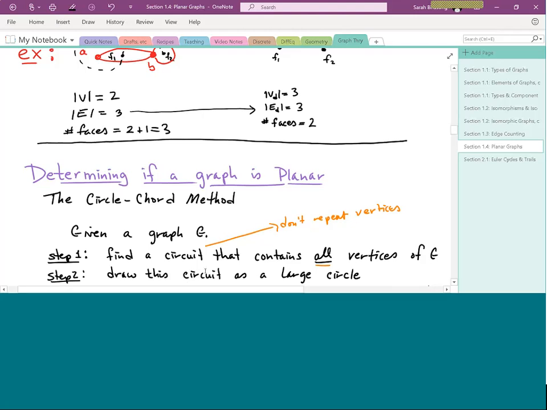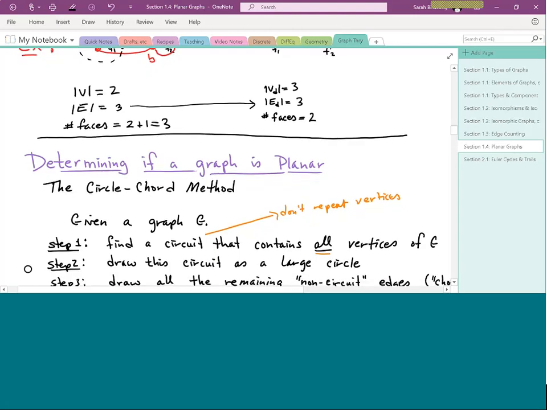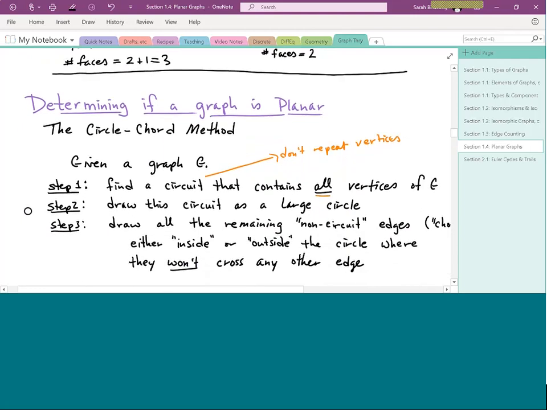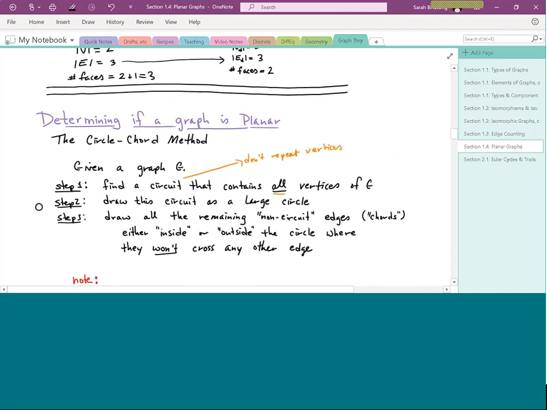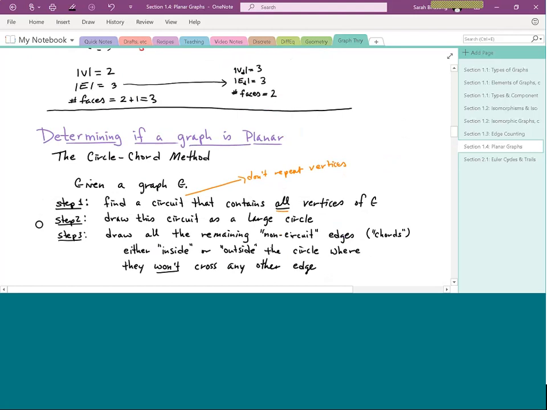Once you have all of the vertices from your graph on that big circle representing your circuit, then all the edges that weren't a part of the big circuit, you're going to include. Okay? Now, you want to draw them in such a way that they don't cross. So it turns out there's two places that you can draw them in. You can draw the remaining edges inside your circuit, and this is where the circle-chord method gets its name. The circle represents that big circuit, and the inside edges represent what would look in geometry like a chord of a circle.